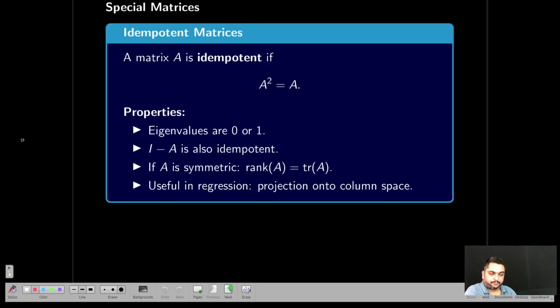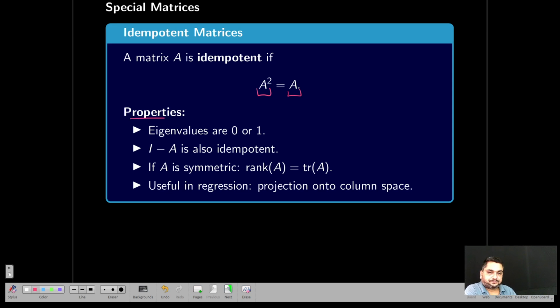Welcome to GATE CSE. In this video, we will study some special matrices, which help us in the reduction of our dense matrix to a sparse matrix. The first one is idempotent matrices. So, what is an idempotent matrix? It says if matrix A, if I take the square, then A square is equal to A. If I get the same matrix by squaring it, then it is an idempotent matrix.